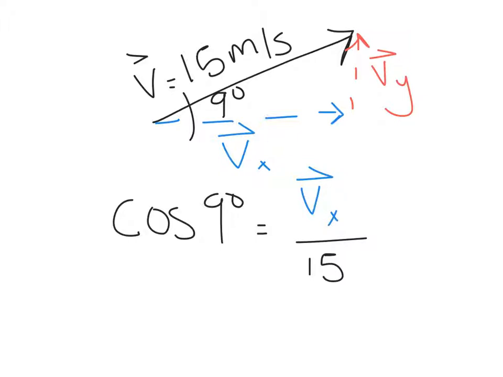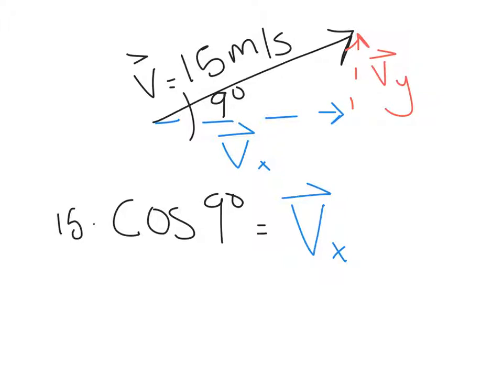So now, if I want to get my velocity in the x direction by itself, what I'm going to do is multiply by 15 on both sides of my equation. So I'll multiply by 15 on the right, and I'll multiply by 15 on the left. What this will do is cancel out the value of 15 on the right side. So I'm now going to hopefully get my velocity in the x direction all by itself. And I should now have an expression that helps me represent just my velocity in the x direction. V sub x is equal to 15 times cosine of 9 degrees.